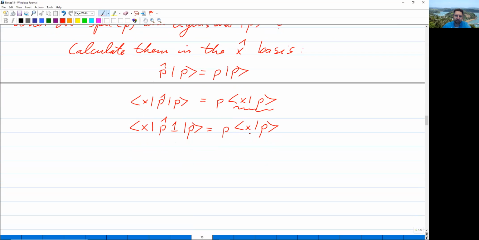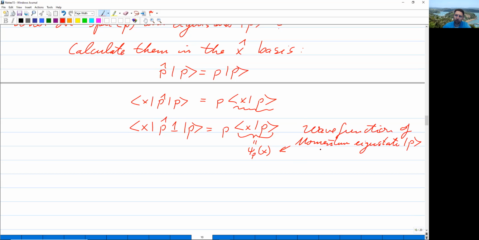Now while we are at it, let's give these things a name. So this is psi p of x. So this is the momentum eigenstate p, the wave function of momentum eigenstate p in the x hat basis. And that's what we want to calculate.